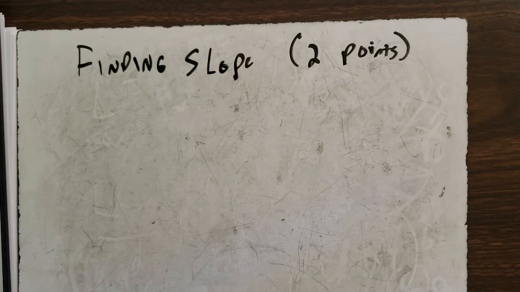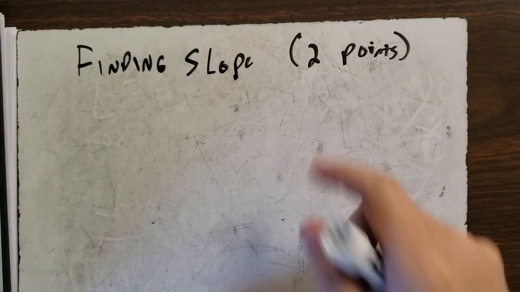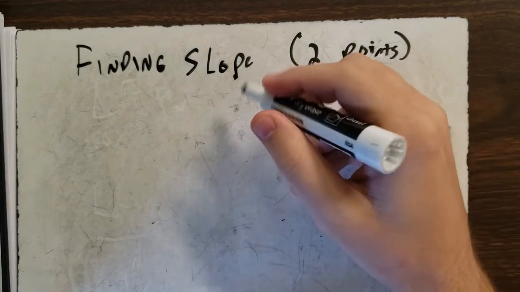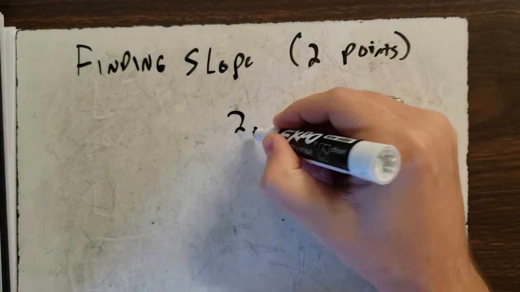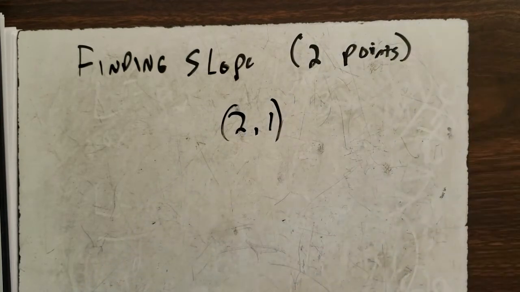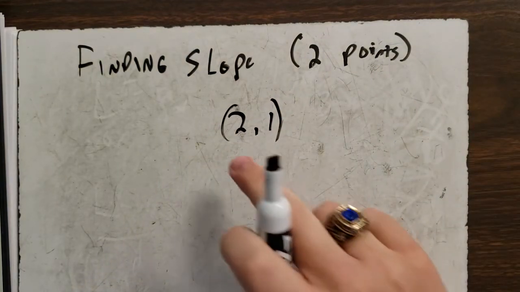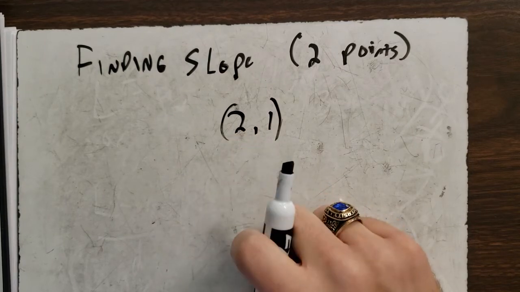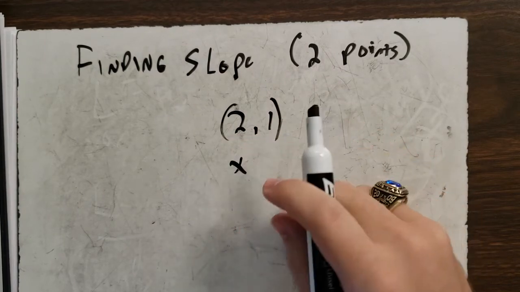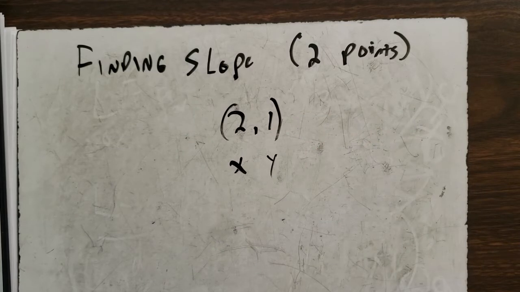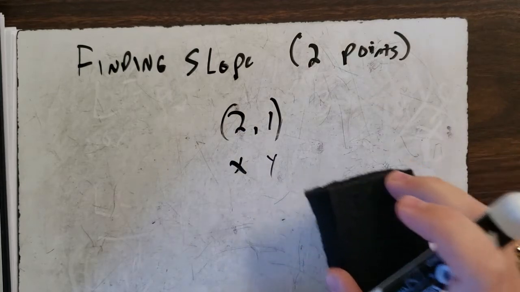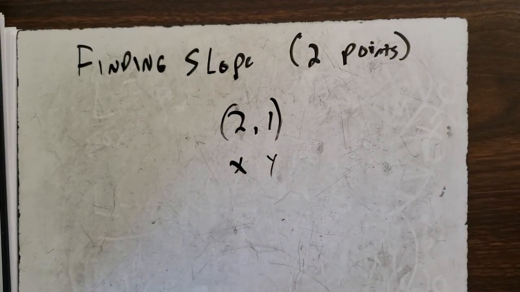Now, when I talk about 2 points, I'm talking about your normal points like 2, 1, right? Where you're given a point on a graph. So remember, your first number is your x, and your second number is your y, okay? So keep that in mind. When we talk about 2 points, it means you're given a line.